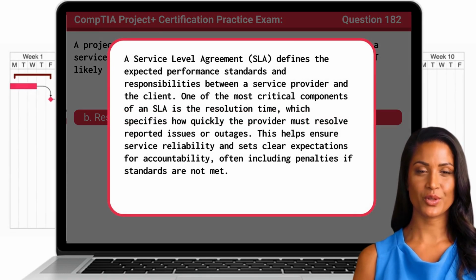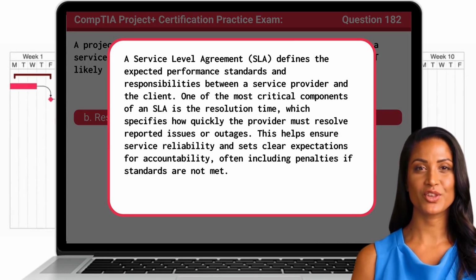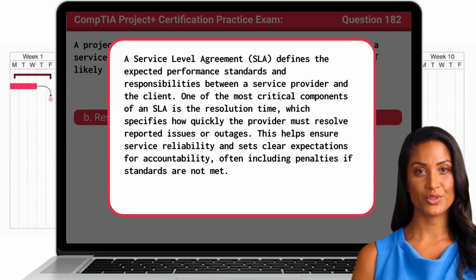A service level agreement, or SLA for short, defines the expected performance standards and responsibilities between a service provider and the client. One of the most critical components of an SLA is the resolution time, which specifies how quickly the provider must resolve reported issues or outages. This helps ensure service reliability and sets clear expectations for accountability, often including penalties if standards are not met.